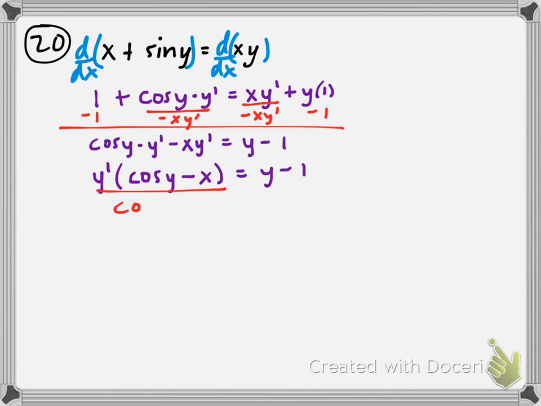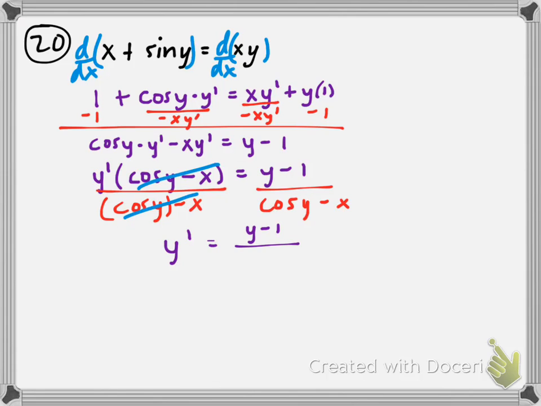So dividing both sides by the cosine of y minus x. And mind you, this is cosine of y, minus x, like that. So we're dividing both sides by that to get y prime lonely by itself, which is what we want. And that's y minus 1 over cosine of y minus x.